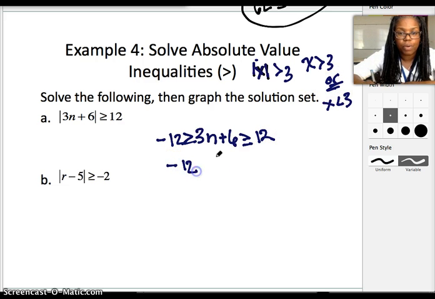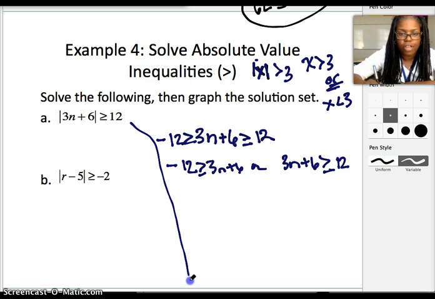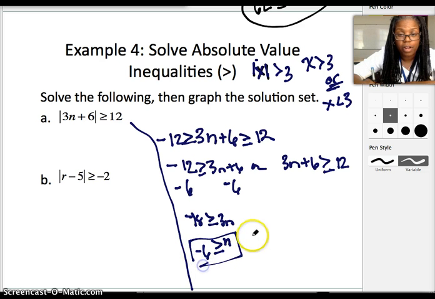So I write -12 is greater than or equal to 3n plus 6, or 3n plus 6 is greater than or equal to 12. I should have had equal to here. And then I'm going to just block this off and finish solving part A. So I'm going to add -6 to both sides of this part of the inequality. I get -18 is greater than or equal to 3n. N is less than or equal to -6. And that's one part of my answer.